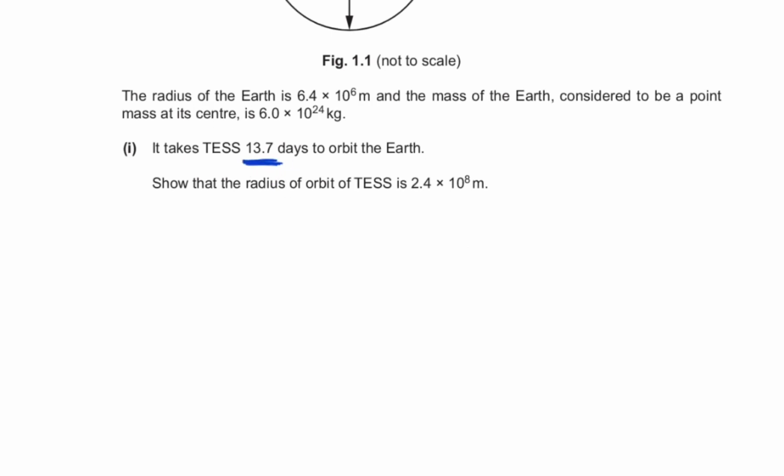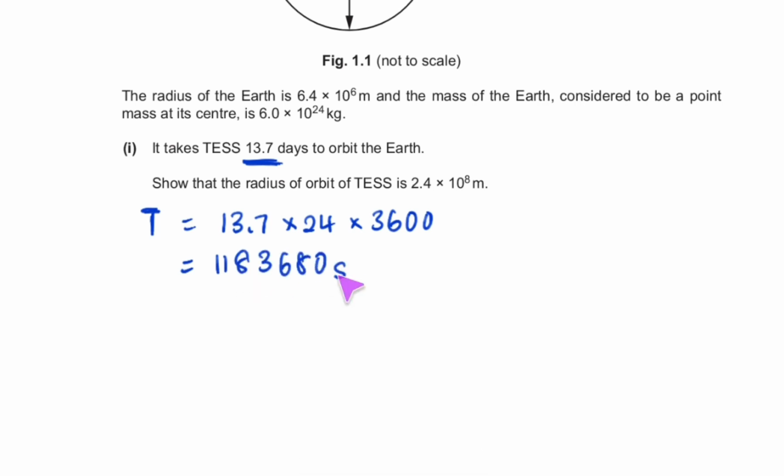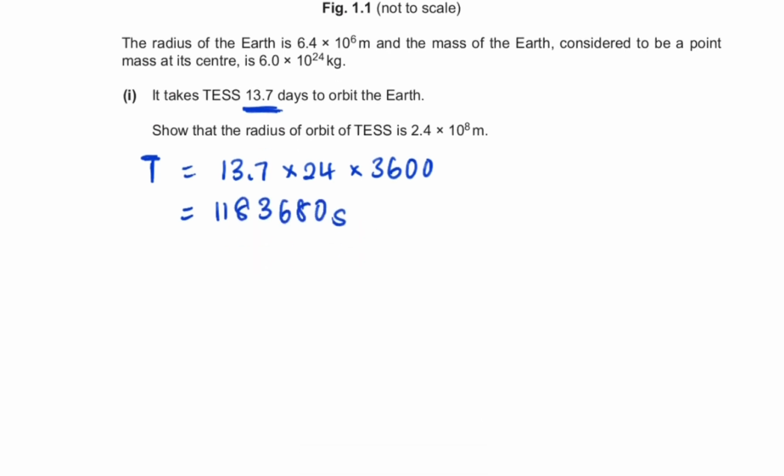This is the period of TESS. Let's convert this into seconds so that it's easier to work with. So the period, let's put this as T over here, is 13.7 times, and we have 24 hours in a day, and we have 3,600 seconds in every hour. So if you calculate this, this is the amount of seconds you're going to get.